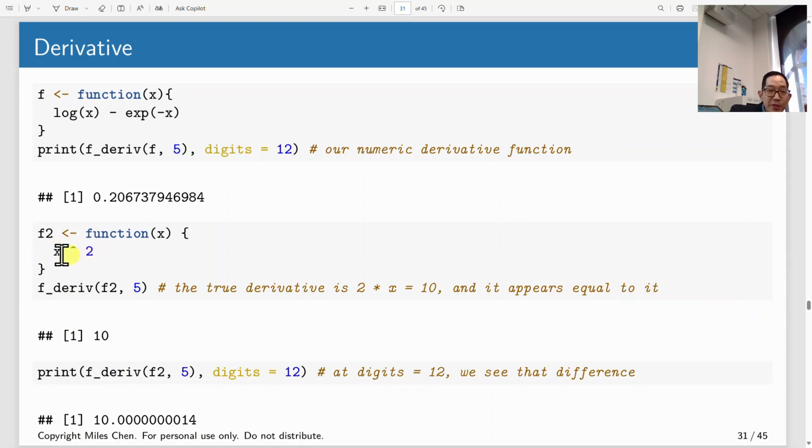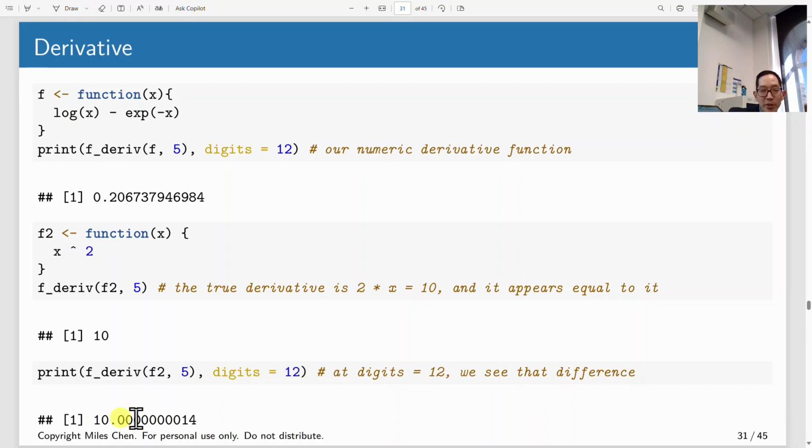Here's just a very, very simple function. We're going to say my function is x squared. All right, so the derivative of x squared is 2x. So we can just see, okay, how accurate are we? Okay, so I can say, all right, what is the derivative of this function x squared at 5? And if I plug that in, it says it's 10, and that aligns with what we expect because we're expecting 2x.